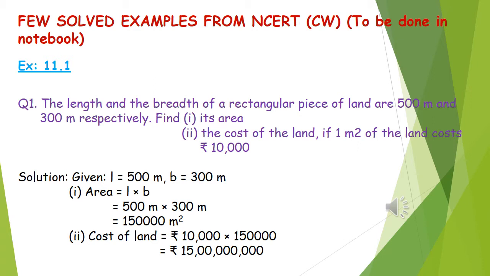Okay. Second part, cost of land. For 1 meter square, the cost is 10,000 rupees. For 150000 meter square, it will be multiplied, and we get the answer.